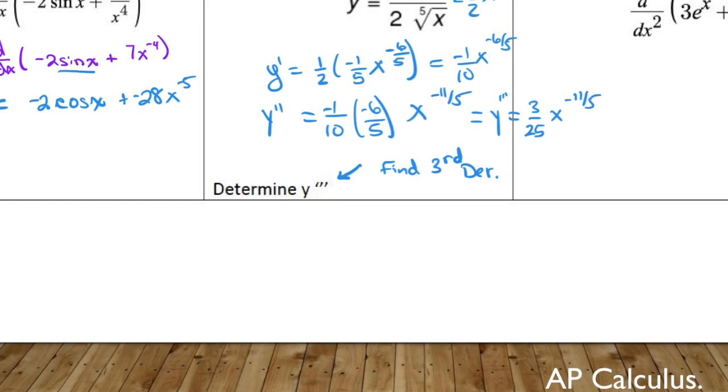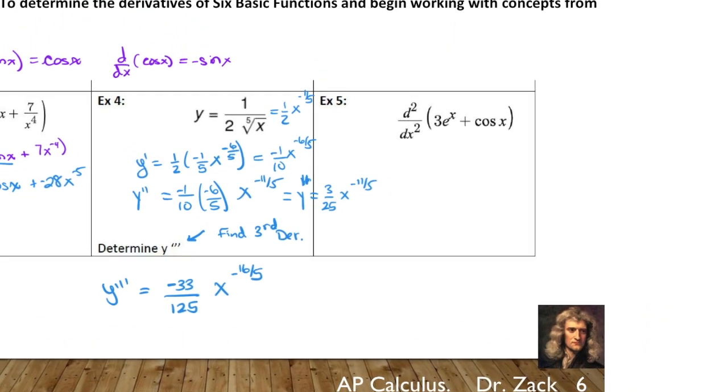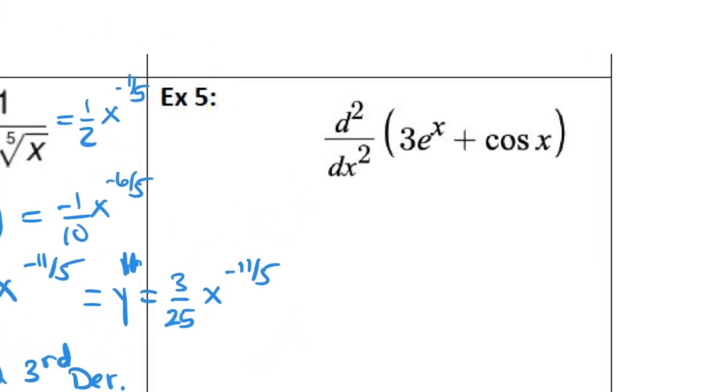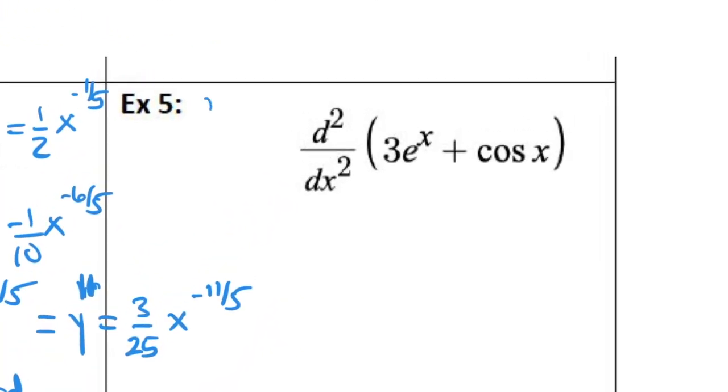All right, so y triple prime is the next one we're looking for. y triple prime equals negative 33 over 125 x to the negative 16/5. So when you see triple prime, I'm looking for the third derivative. And now, look at this one. This is another symbol. What this tells us is we want the second derivative of what's inside.